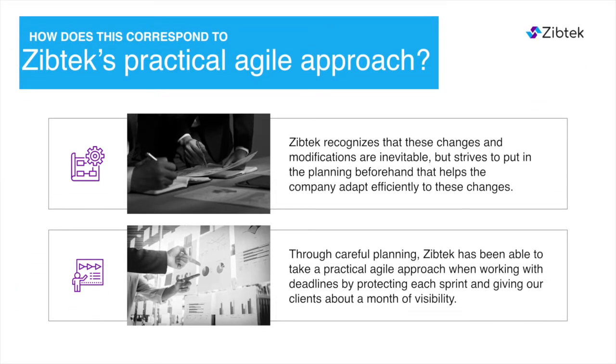While estimating timelines is a continuous dilemma in the software development industry, Zibtek has taken a practical agile approach to the process by recognizing that alterations and fluctuations are inevitable. But we put forth an effort to anticipate these changes by writing detailed acceptance criteria for each story. We strive to embrace change by protecting the current sprint and working in reasonable periods of time by providing about a month of visibility.